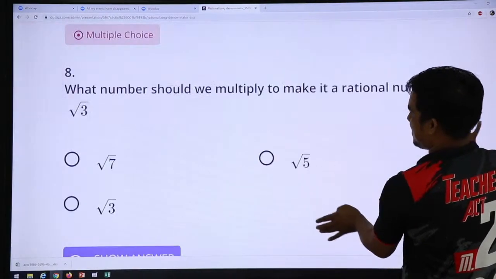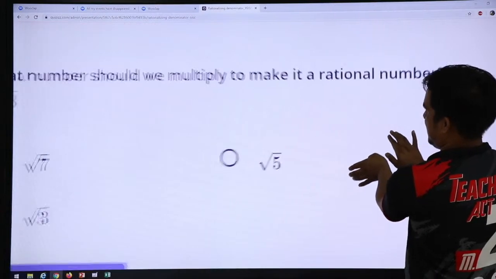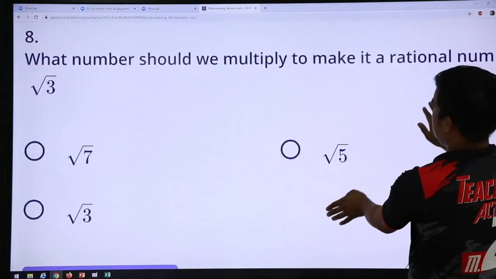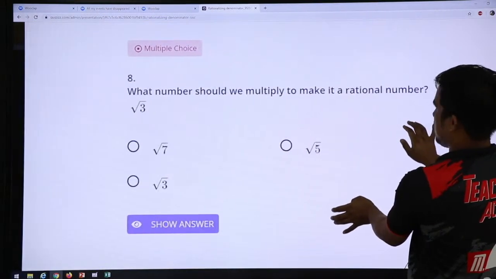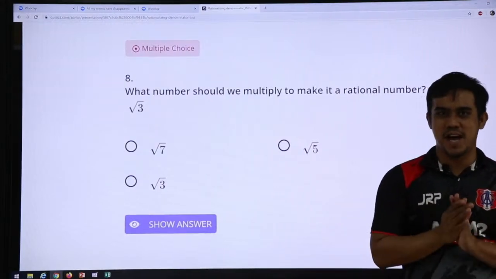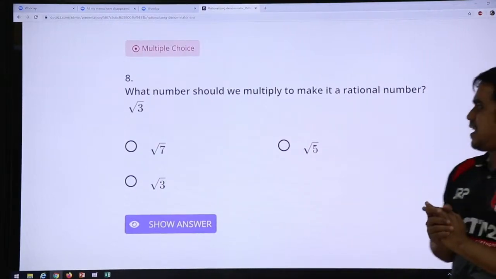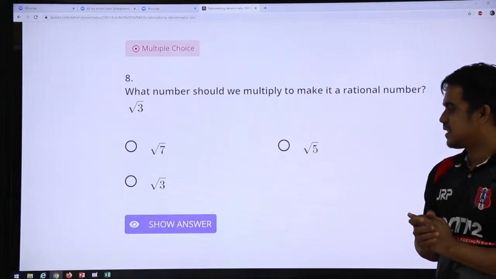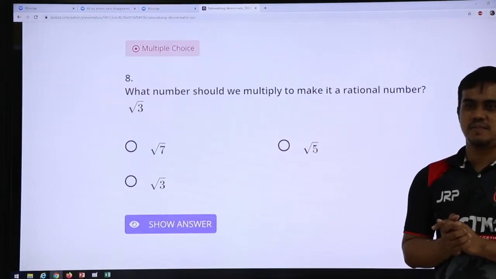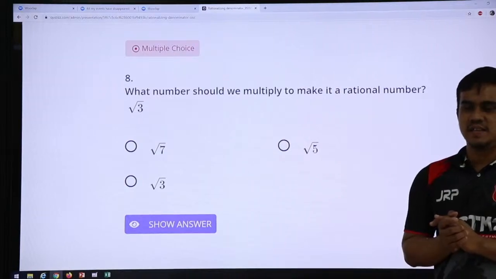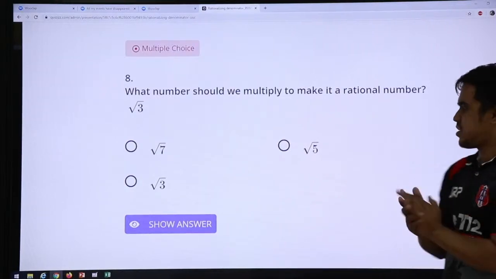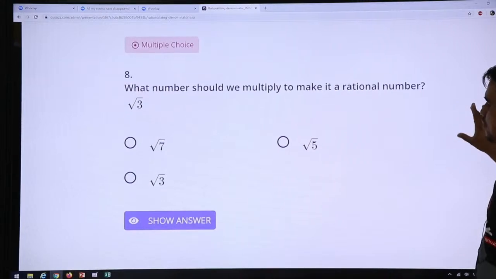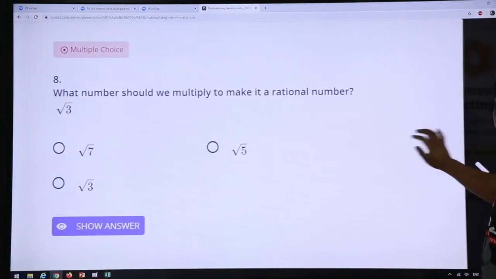Okay, it's a very big one, and very easy. The first one only. Go. What number should we multiply to make it a rational number? The square root of 3. Yes, root 3. Yes, 3 students. Okay, congratulations. This is for your writing points, additional points for your writing points.